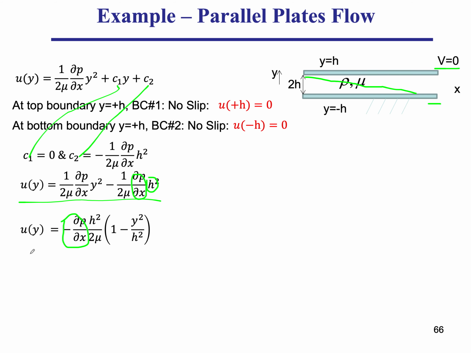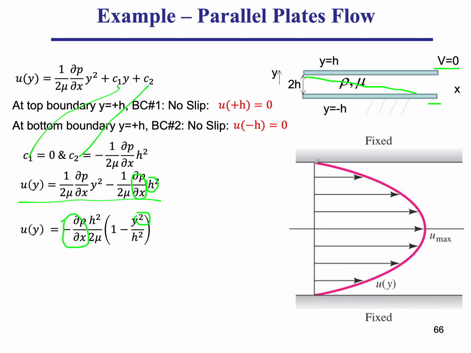So that's my u of y, and that's a pressure-driven flow, as we said. Pressure-driven flows have this property that they are parabolic in y, and this is what it looks like. The plate is infinitely long into the page of width b. That's what it means to have a two-dimensional flow. It's independent of z.